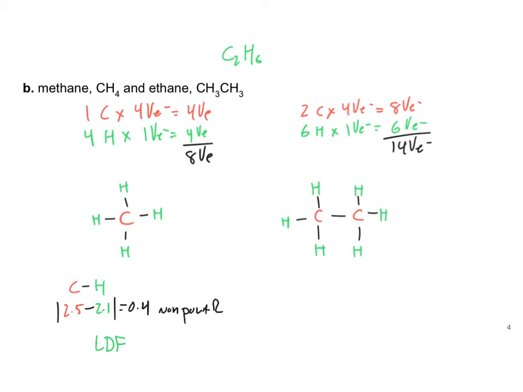Now, the next one, I have carbon and hydrogen, just like before, and I have carbon and carbon. So we know that the carbon and the hydrogen are going to be nonpolar. And because carbon is a 2.5 and bonded to itself is also a 2.5 in the middle there, that gives me 0.0, which is also nonpolar.